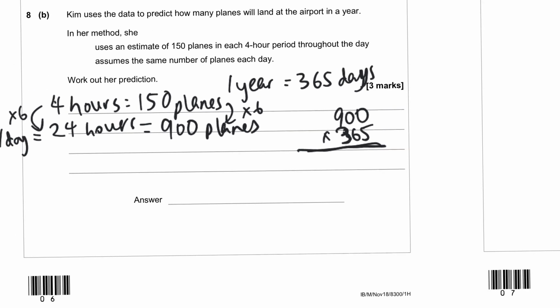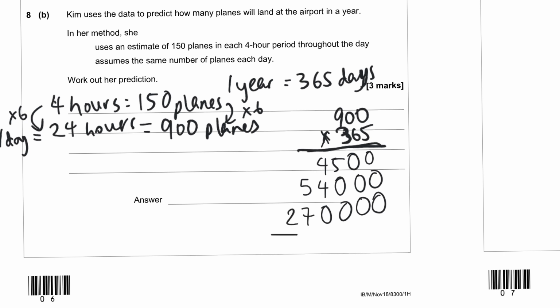So 5 times 0, 0. 5 times 0, 0 again. 5 times 9 is 45. Then for the next one, add the 0 because it's 60. But then 6 times 0 is 0. 6 times 0 is 0. But then 6 times 9 is 54. Then because it's 300, the 2 zeros from 300. Then 300 times 0, 0. 300 times 0, 0. 3 times 9 would be 27. Add them all together.